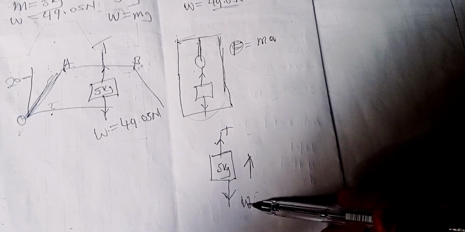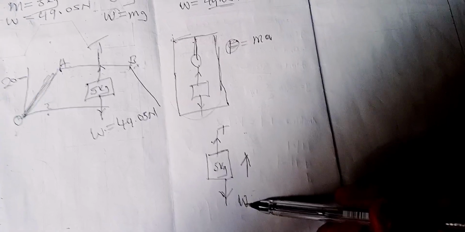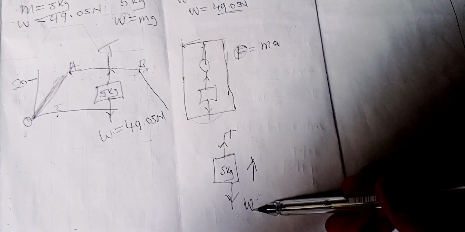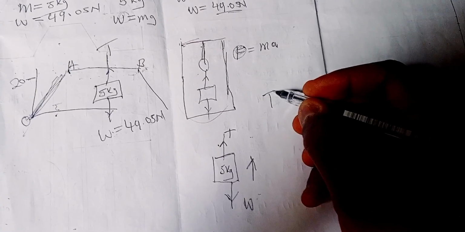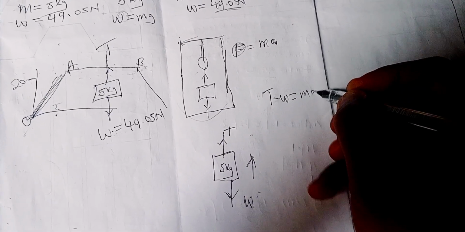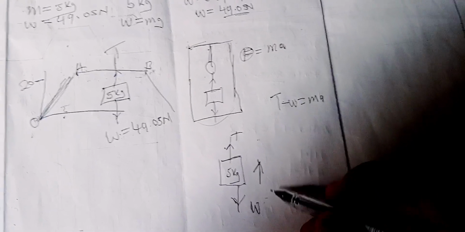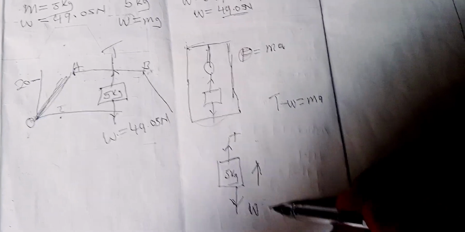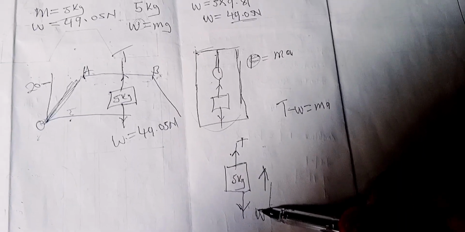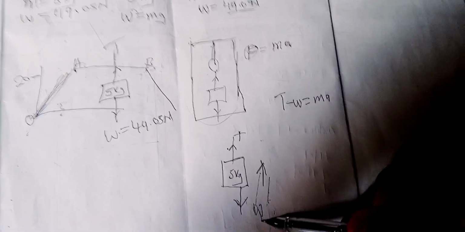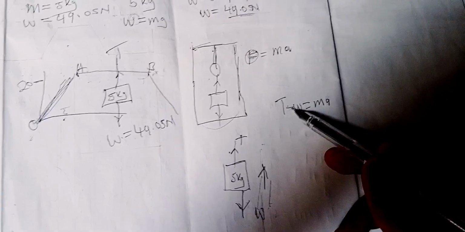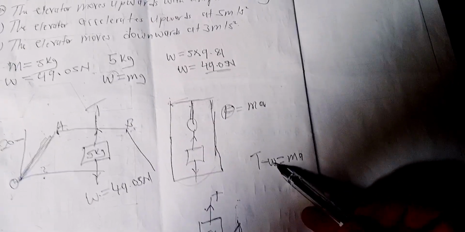Now, look at what is happening here. It is moving upward. T is pulling W, and that is equal to mass times acceleration. So T is the one which is pulling, and W will be against it, because it is going upward instead of downward. As it is going upward, it's going to be minus. So this is the formula we're going to use to answer question 1.